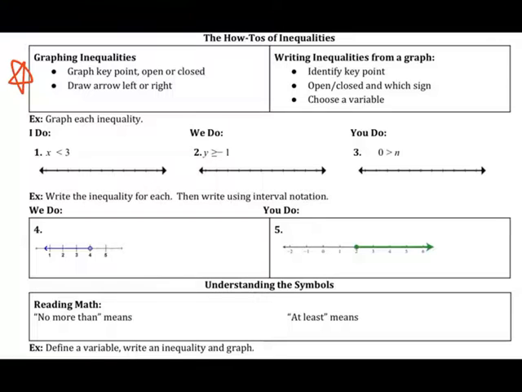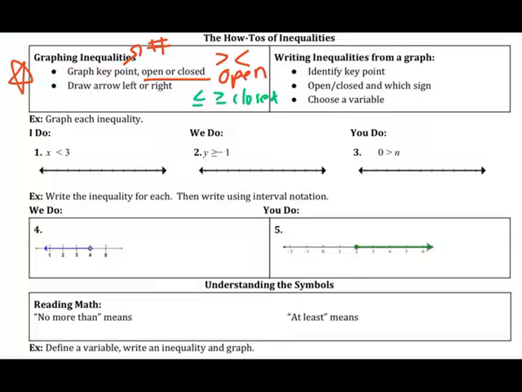The very first thing you're going to do is graph the key point, which is the number that's involved in the problem. So the key point is just the number that we're talking about. Then, while you're graphing that, you're going to figure out, is that circle open or closed? Meaning, does it have a line underneath it? So these symbols would both be open, and the green symbols would both be closed. So identify that key value, determine if the circle is open or closed, and then make that circle.